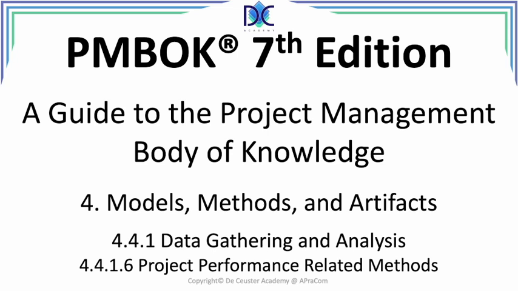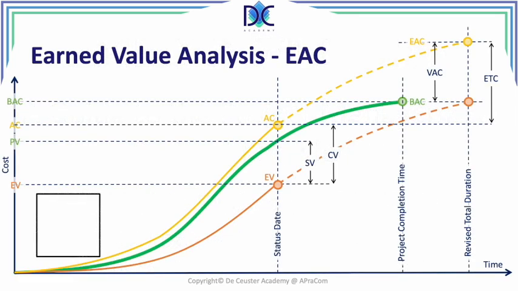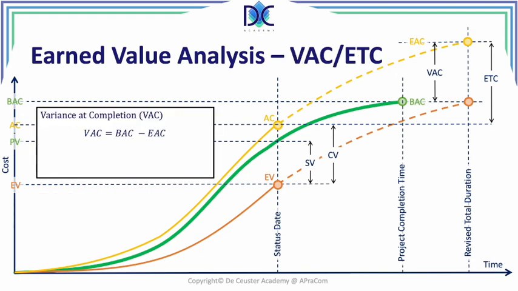So let's have a look at the earned value analysis. We know from the curves, the green curve, which is the planned curve, we have the earned value curve and the actual cost curve. And based on this, for every status date, we can calculate the schedule variance. The variance at completion is the difference between the budget at completion and the estimate at completion, as you can see on the graph. The estimate to complete is in fact the difference between the estimate at completion and the actual cost, the remaining amount of money or cost that we will incur to complete the remaining part of the project.